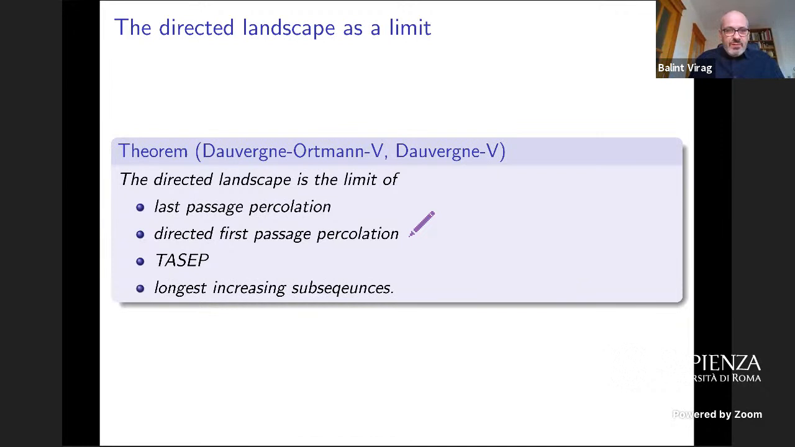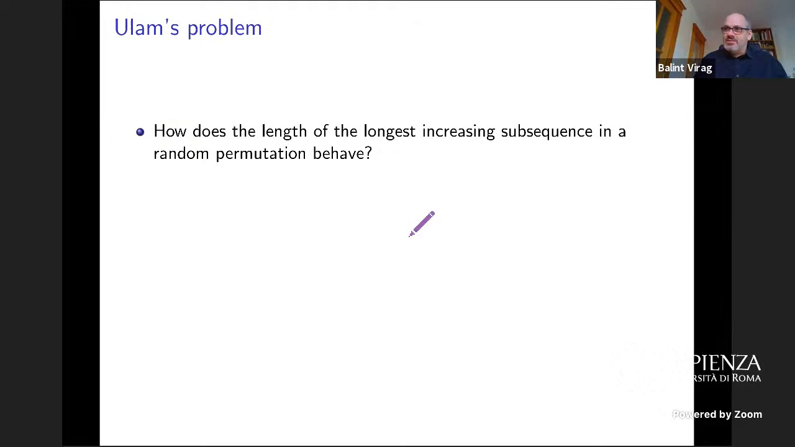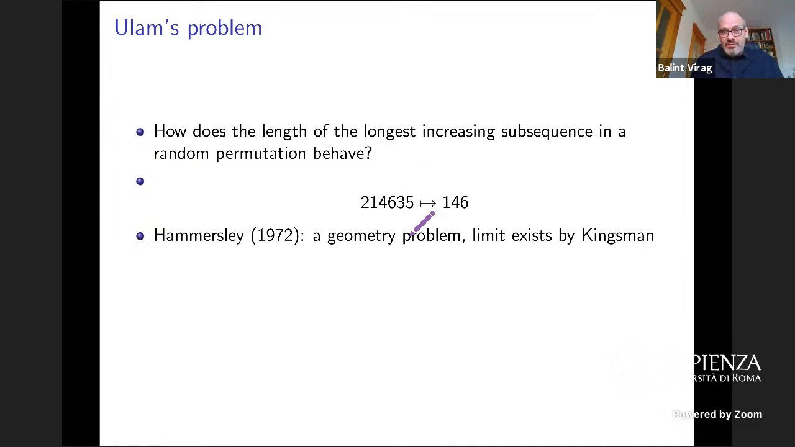So what are longest increasing subsequences? Well, I think you all know that. You take a random permutation uniformly from all n factorial permutations, and you look at a longest increasing subsequence in the permutation. For example, in this one, there's more than one, but one of them is 1, 4, 6, right? It is in this specific permutation. And Ulam's problem was, how does the length of this behave?